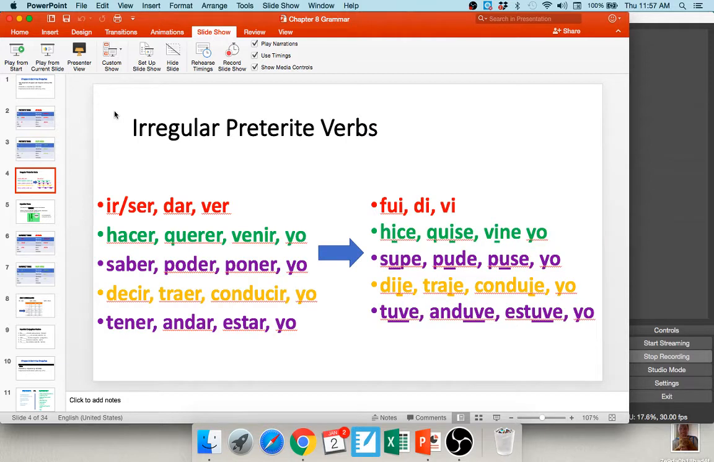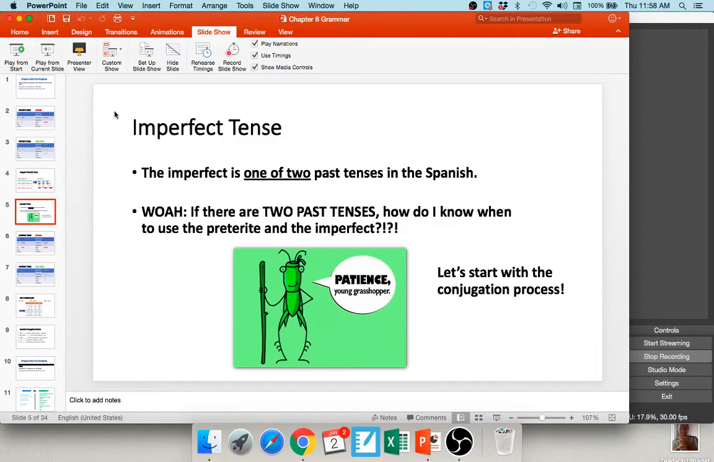You also had these irregular preterite verbs for which we had a really awesome song. Fui, di, vi, hice, quise, vine yo, supe, pude, puse yo, dije, traje, conduje yo, tuve, anduve, estuve yo. And getting to those yo forms should help you unlock the remaining verb forms. So remember you had a certain set of endings for these song words, iste, o, imos, istes, and ieron, except for the J group, which instead of using ieron for the they form, just used eron. Okay, so be careful with those.